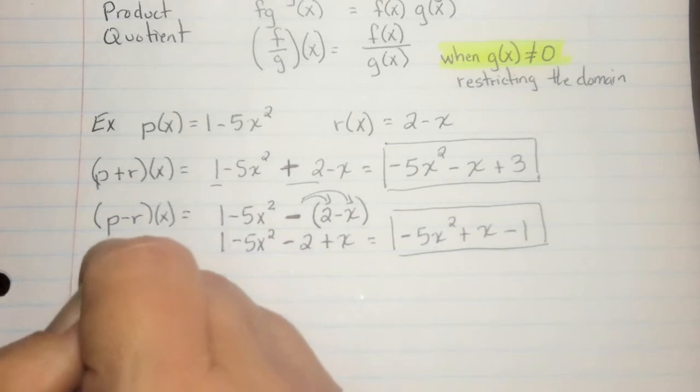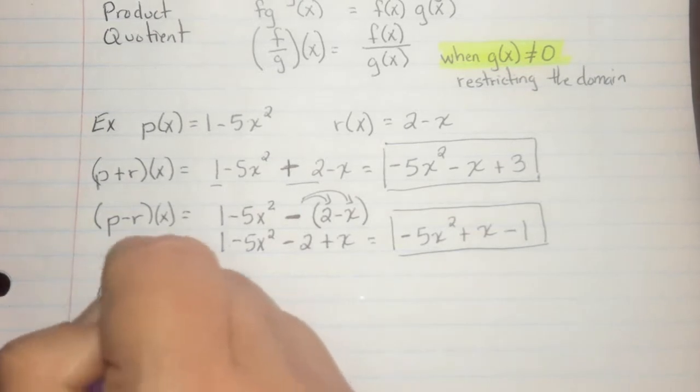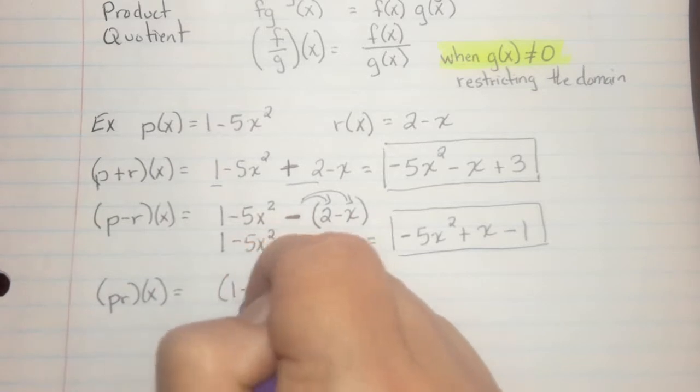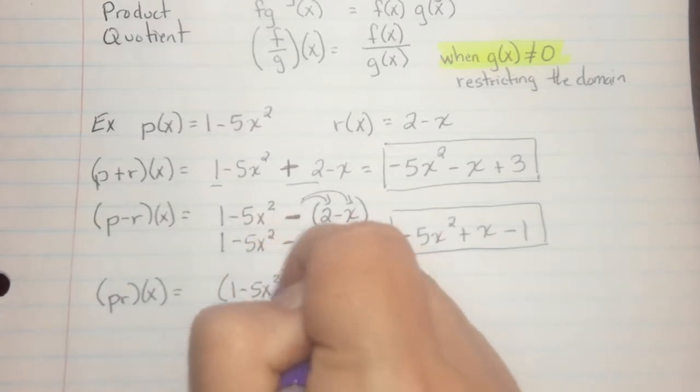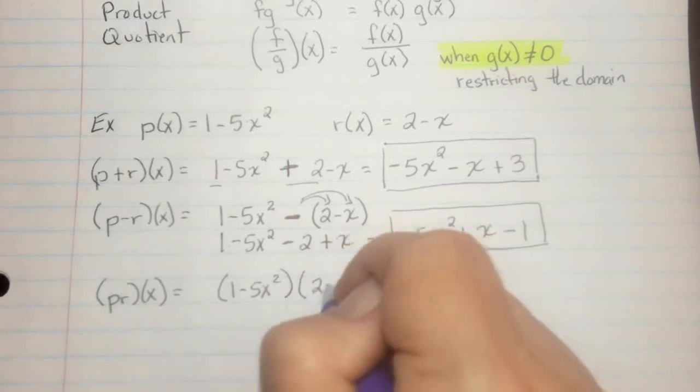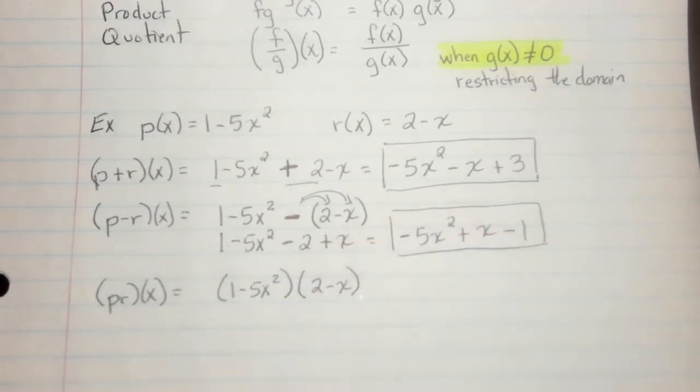Alright, let's do the multiplication. So PR of x would mean to take 1 minus 5x squared, that function, and multiply it by 2 minus x, the other function.